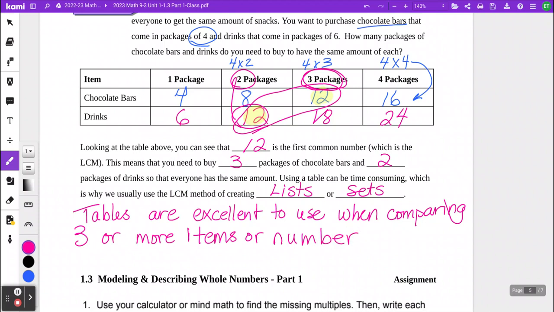Otherwise, it can be super confusing. So tables work really well when we're using multiple different types of numbers. So if we use way more than 3 numbers, if we have 7 or 8 numbers, we might want to list it in a table so the data is organized for us.